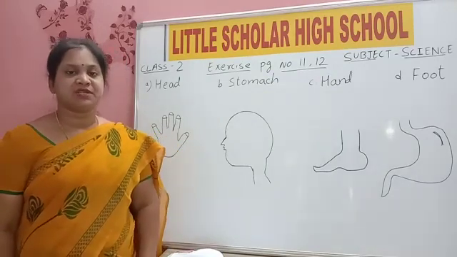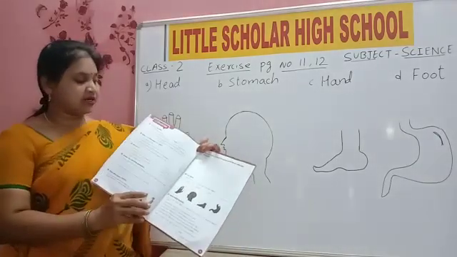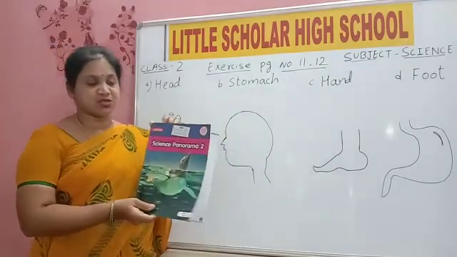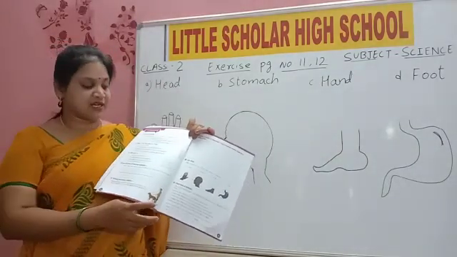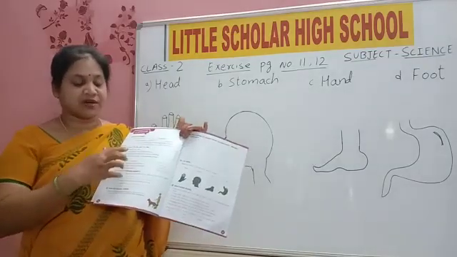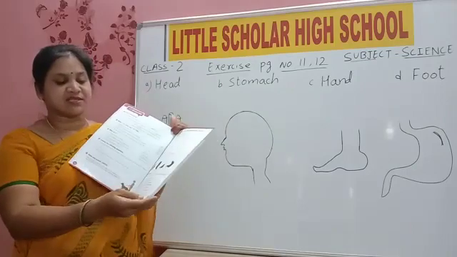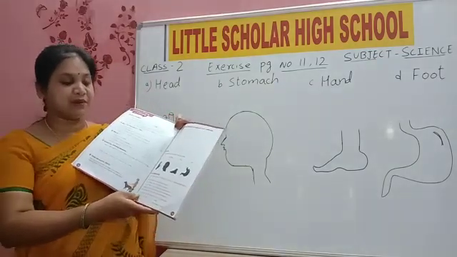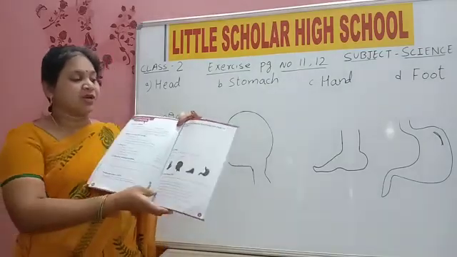Class 2, subject science. Already we have discussed the first lesson, children, and the exercises. Open your science textbook. Four exercises are already completed. Yes children, you should write this neatly. And now today we will be discussing page number 11. Open your textbook, page number 11.